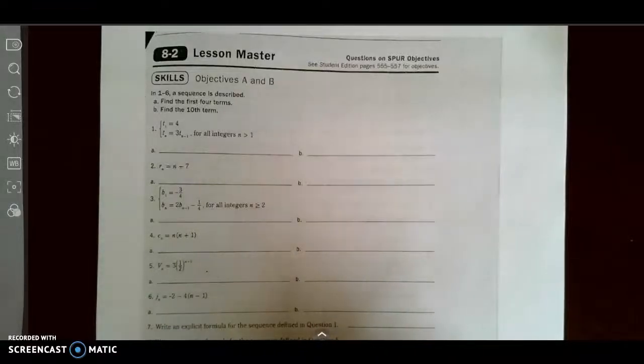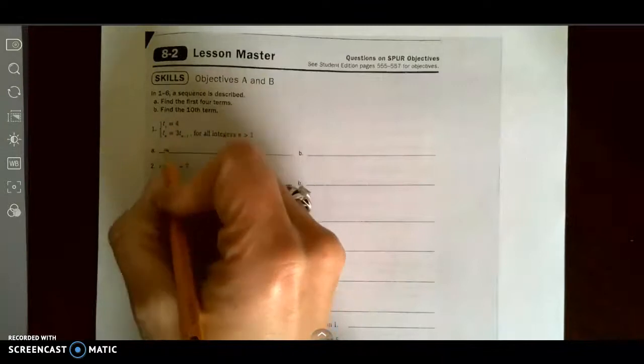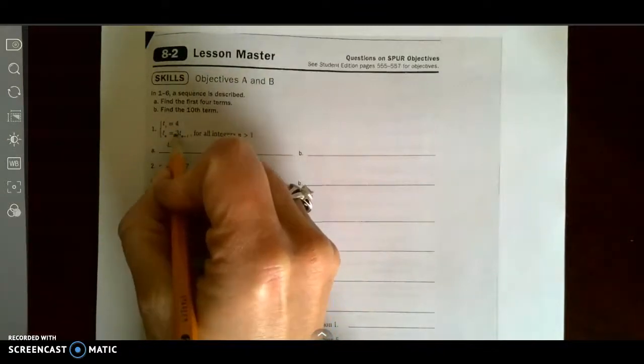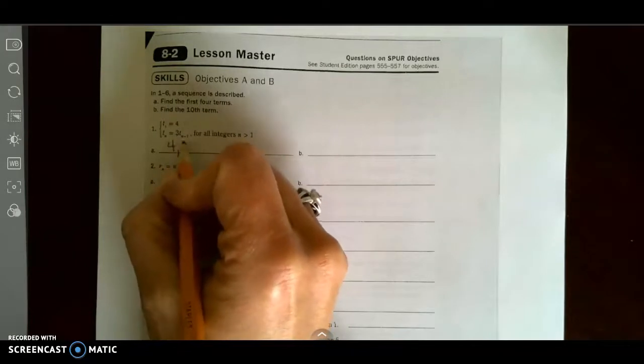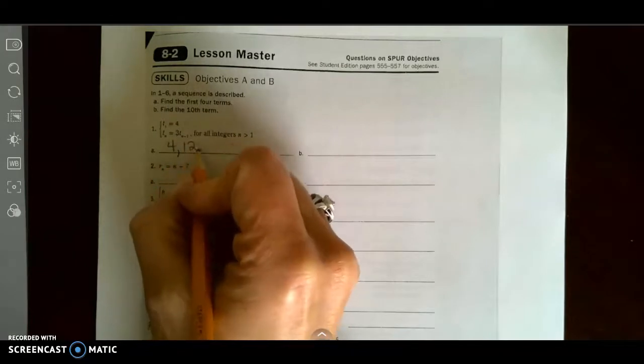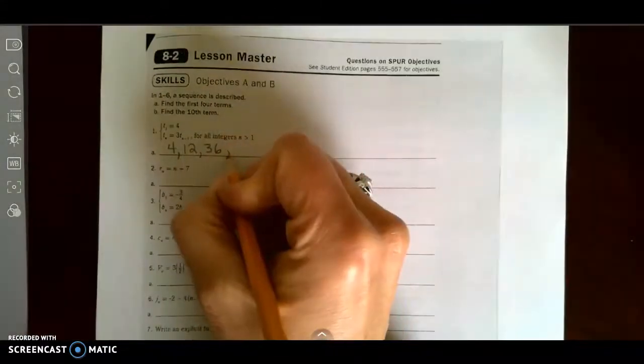So Lesson Master 8.2 asks us to find the first 4 terms in the sequence and to find the 10th term. So let's see, for number 1, the first term is 4, and then it looks like we're multiplying by 3. So when I multiply 4 times 3, I get 12, times 3 is 36, and then 36 times 3, I got 108.